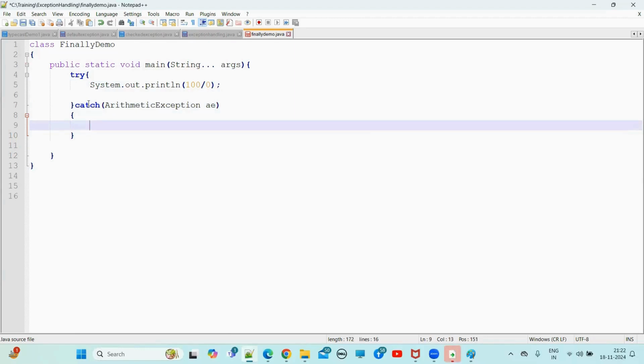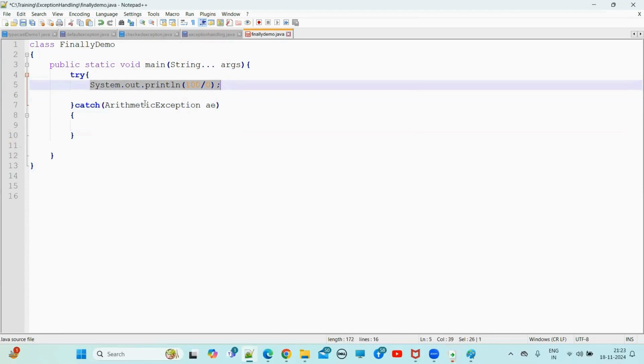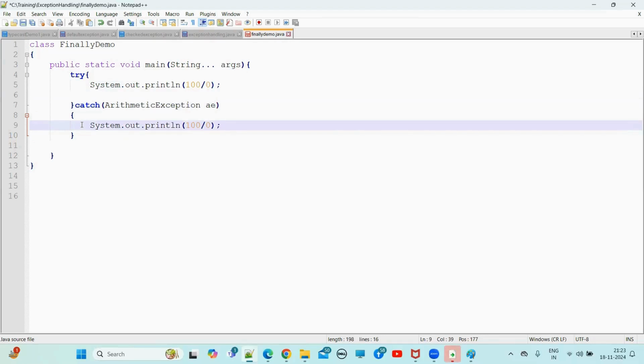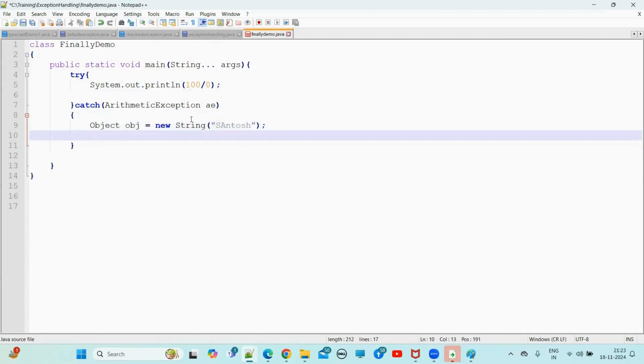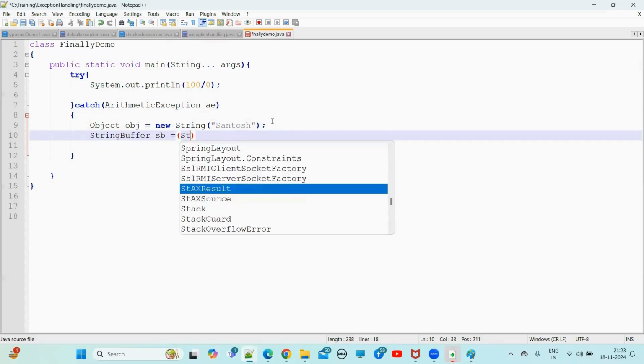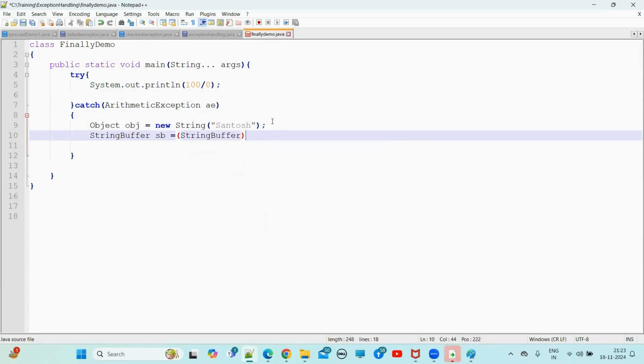Okay. So now here, what I'm doing: Object obj is equal to new String of "Santosh". Okay, anything is fine. So now here, StringBuffer sb equals to, I'm trying to convert to StringBuffer, typecasting, guys. Okay, so now obj.